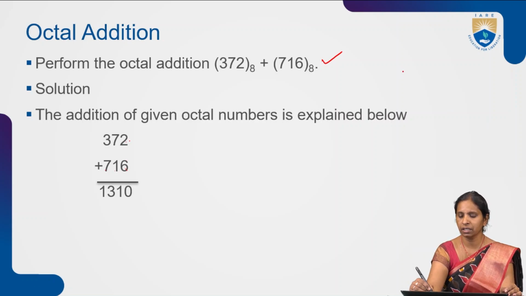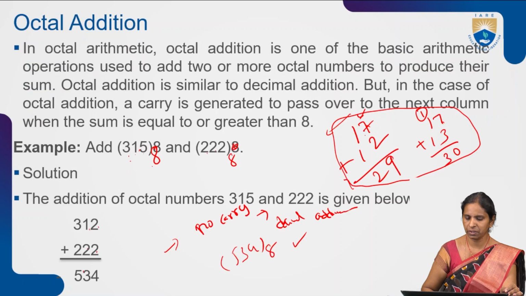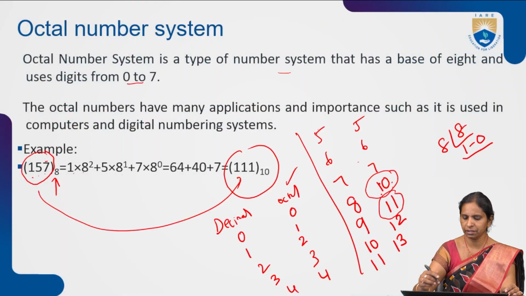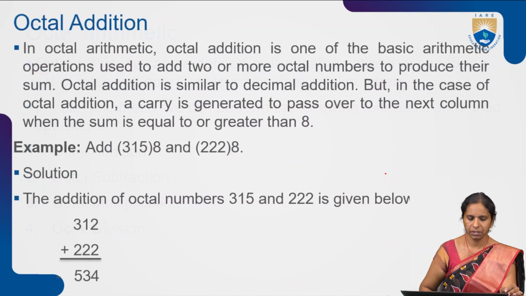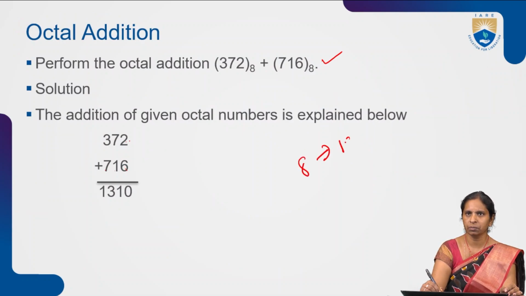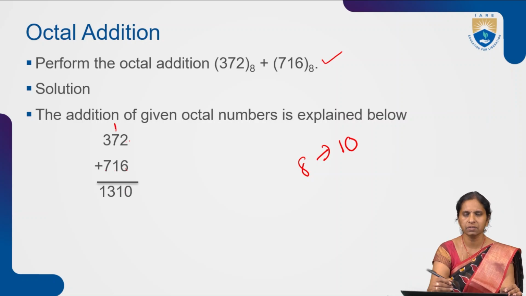But we have seen the decimal number system and the octal number system. So what is 8 here? 8 is a decimal number. The decimal 8 in octal is equal to 10. Therefore, when you add 2 plus 6, you get 8, and 8 in the octal number system is 10. Therefore, here 0 and the carry is 1.